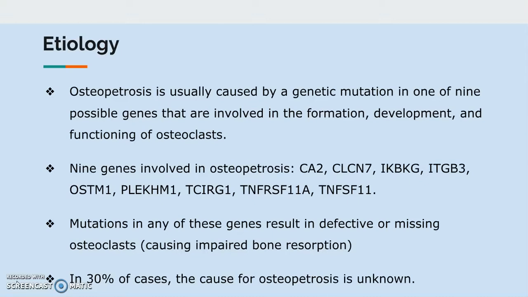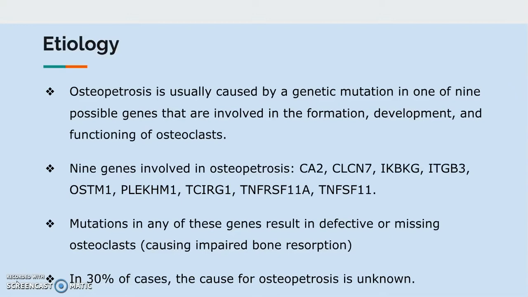My name is Cassidy McKegg, etiology. So osteopetrosis is a genetically inherited disease. It is usually caused by a genetic mutation in one of 9 possible genes that are involved in the formation, development, and functioning of osteoclasts.